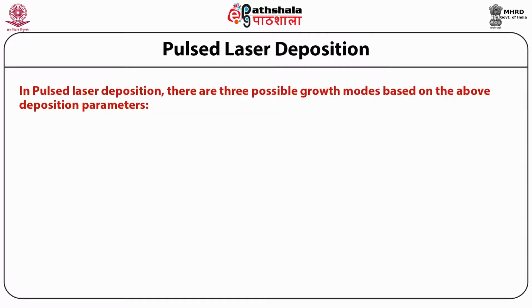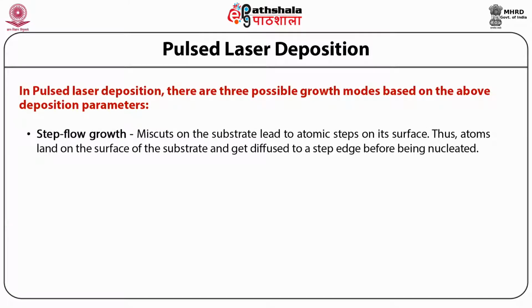So, in PLD, there are three possible growth modes based on the above deposition parameters. First, step flow growth. Miscuts on the substrate lead to atomic steps on its surface. Thus, atoms land on the surface of the substrate and get diffused to a step edge before being nucleated. The growing surface is viewed as steps moving across the surface.